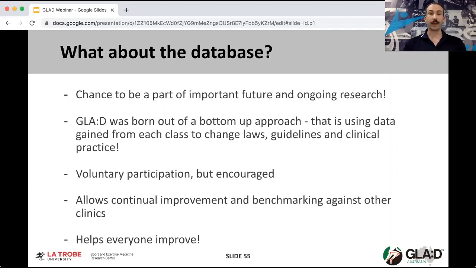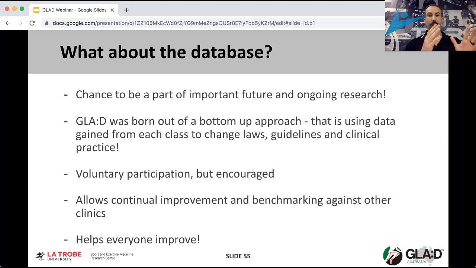What about the database? The great thing about GLAD is, every time everyone starts a GLAD program, they get the option to be included in ongoing research. In the event page, Cam mentioned that GLAD as a whole, in Denmark, Canada and Australia, is about to hit 50,000 people that have successfully finished the program, so huge numbers. And that's 50,000 people that have allowed us to use their data in the database.